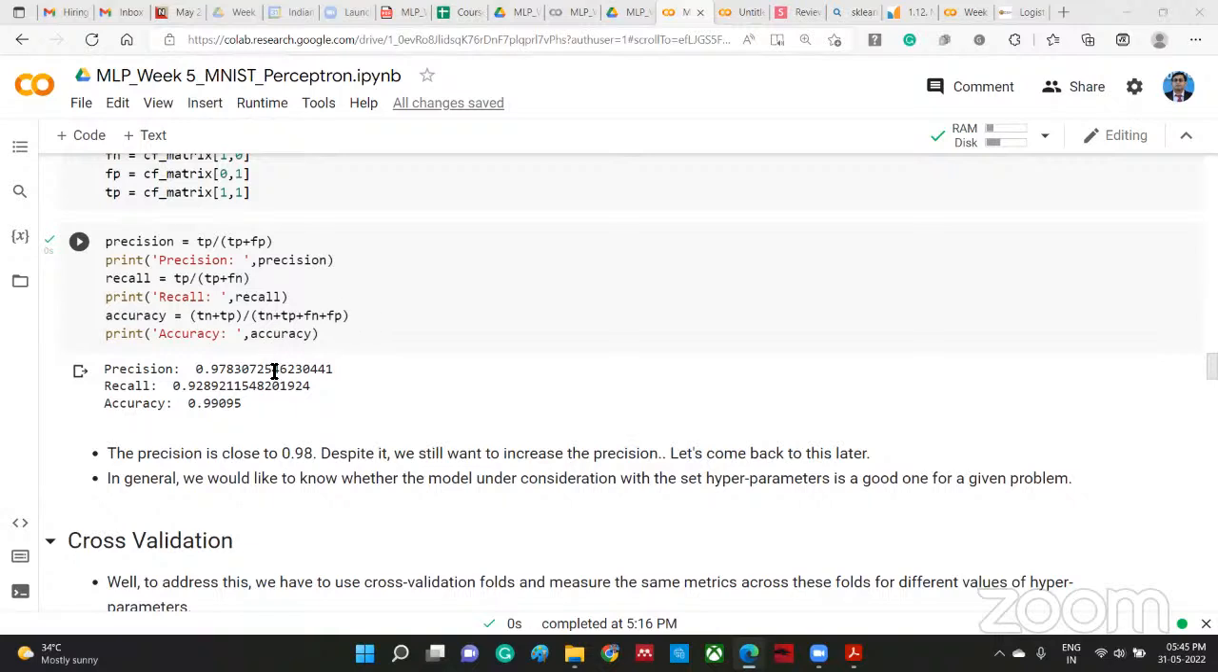Now, what are the precision and recall values we are getting? The precision value is close to 0.98. We can increase the precision, but we will see that later. The recall value is 0.92, and accuracy is coming as 0.99.